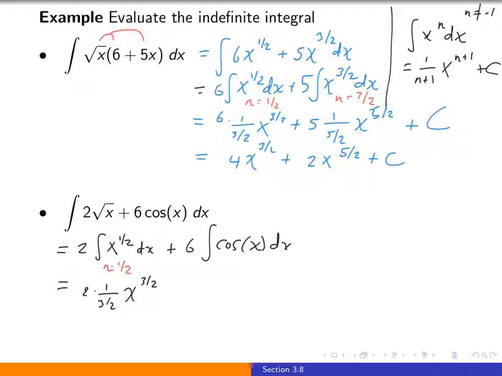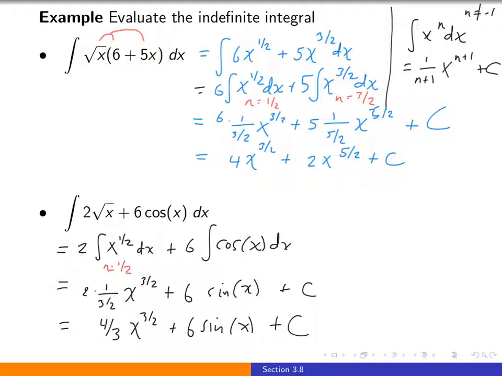And then the indefinite integral of cosine is sine. That was one of the properties introduced in the previous video. So 2 divided by 3/2 is 4/3 x to the 3/2 plus 6 sine plus our constant.